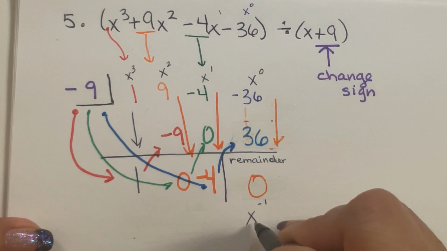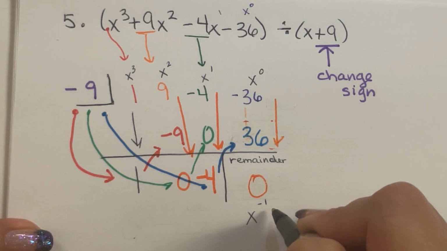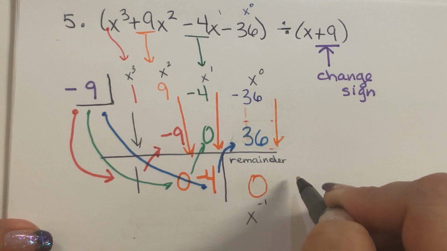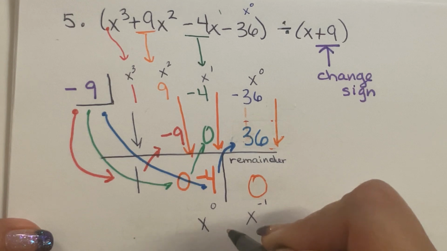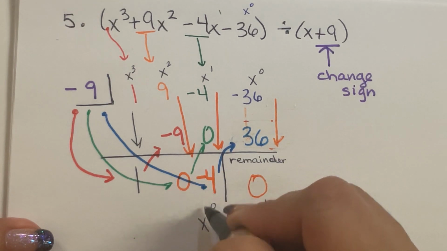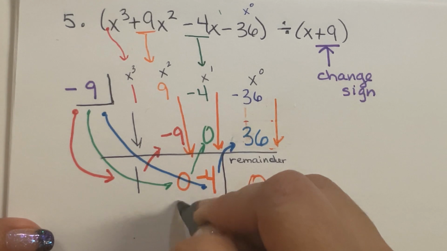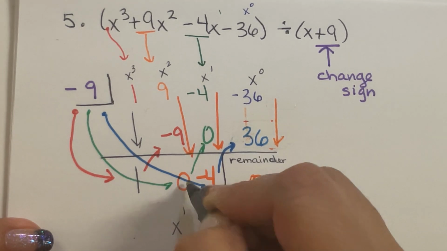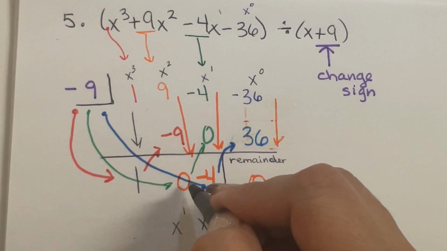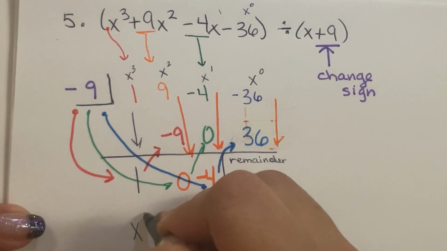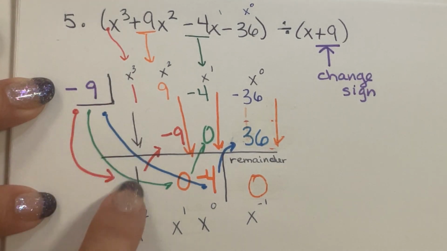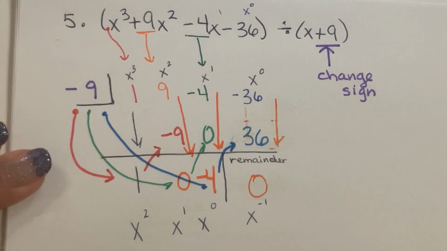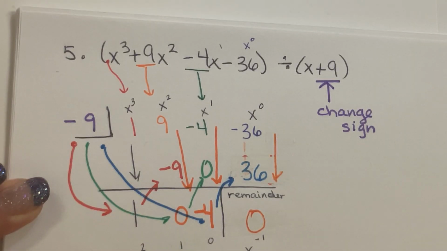your exponents, excuse me, are all one less. So this is your x to the negative first coefficient. That's why it's your remainder. This is your x to the 0 coefficient. That means that this will not have a variable. This space is your x to the first power, which means it's going to have a variable with power 1. And this is your x squared. Notice how in each case, your answer powers are one less than your setup powers.